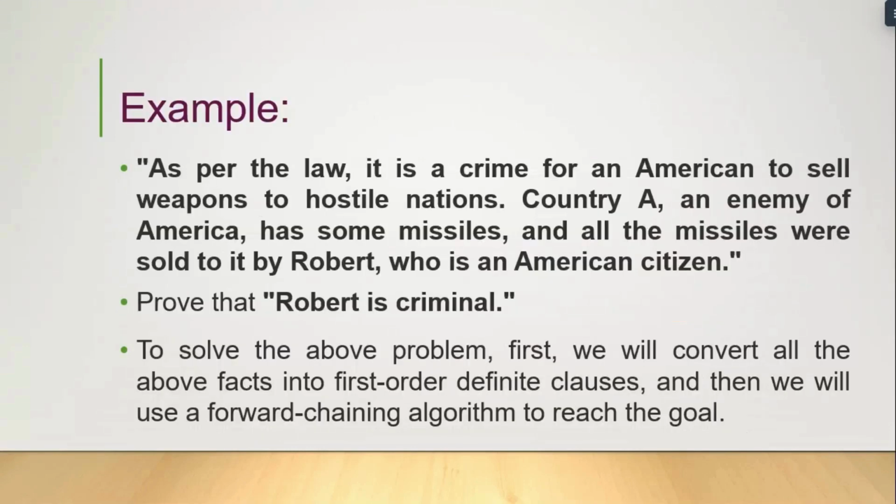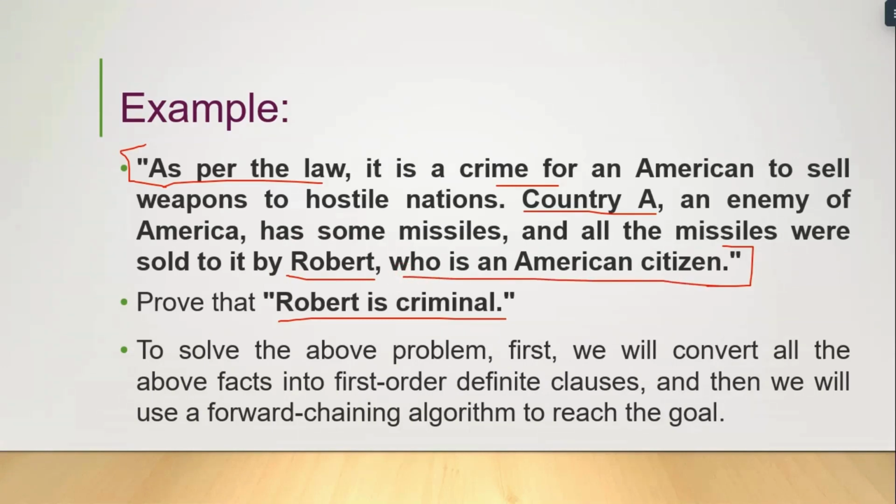The example of forward chaining: this is one sentence, and we have to convert it into propositional logic. From the propositional logic, we have to prove that Robert is a criminal. So what does the sentence mean? As per the law, it is a crime for an American to sell weapons to hostile nations. The country A, an enemy of America, has some missiles, and all the missiles were sold by Robert, who is an American citizen.